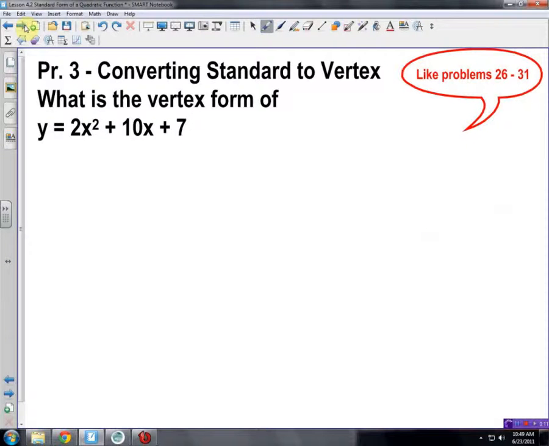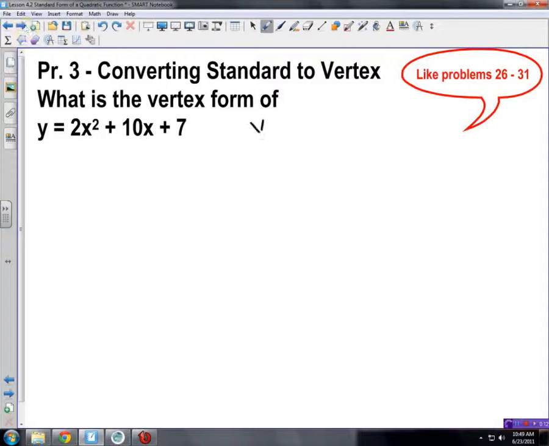All right. Problem 3 is converting from standard to vertex, okay? If you really, really like vertex form and that's the way you want to graph it, you can convert them to vertex form. These are going to be like problems 26 through 31, so we're going to have a little bit of practice at that.